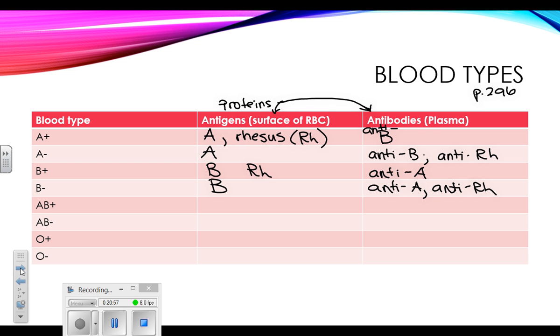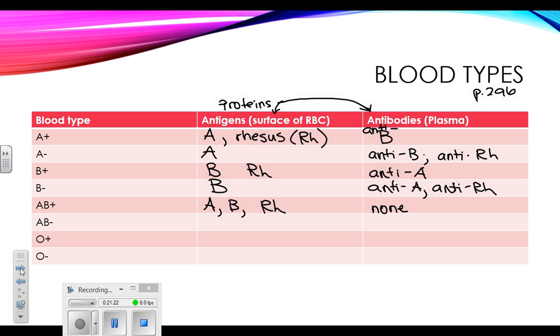Now AB is next. If I'm blood type AB, that means I have A and B. If I'm positive, I also have the RH factor. In my plasma then, do I have antibodies for any of those blood antigens? I don't. I have none.